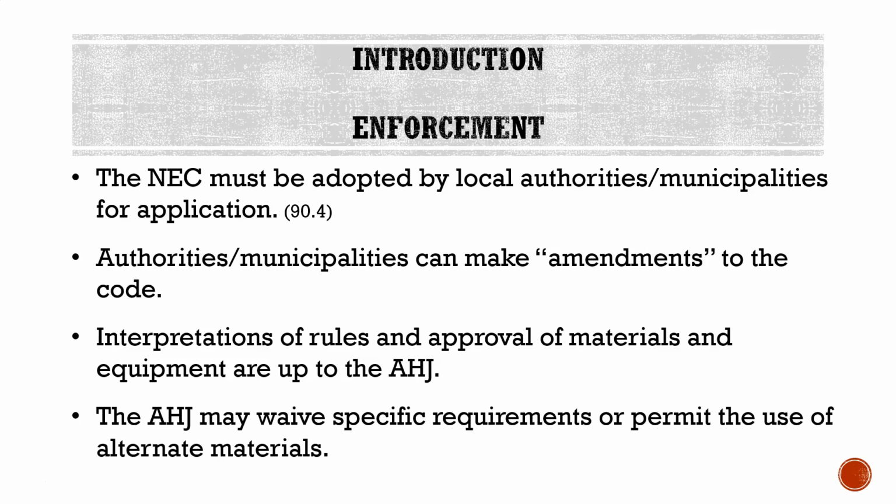And the AHJ, as we said about the municipality itself, has the right and ability to waive specific requirements or permit the use of alternate materials. So in other words, if an AHJ feels that an installation, even though it meets code, is not safe or done in a practical manner, they can still require it to be done in a different way than the minimum set forth by the code.